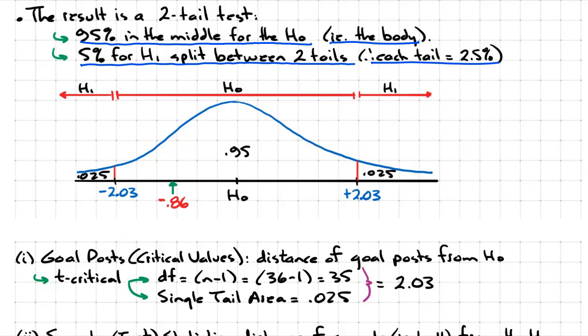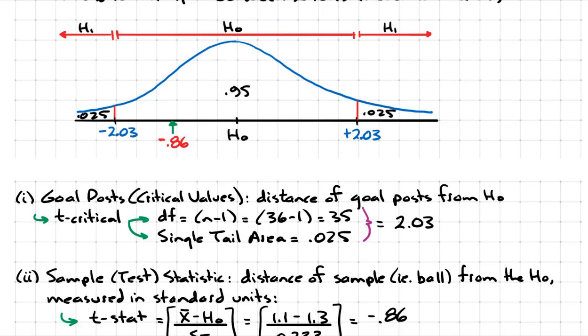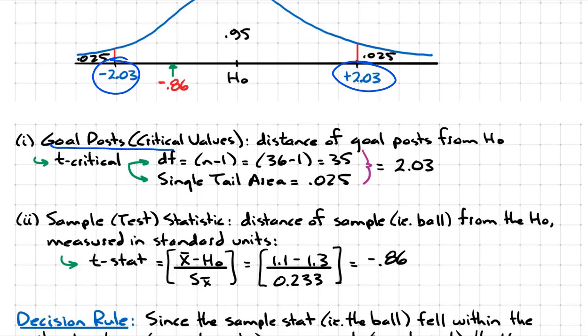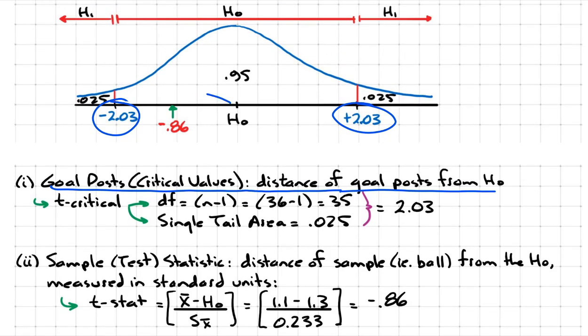So with that sort of a simplistic overview of how a hypothesis test works, the rest is actually not that difficult. We just have to find the goalposts. These are called the critical values, and see where the sample came. So there it is, goalpost, critical values. It's the distance of the goalpost from the null. So this distance right there.